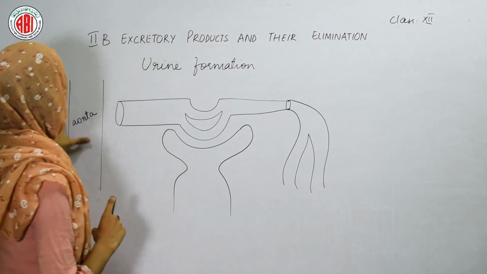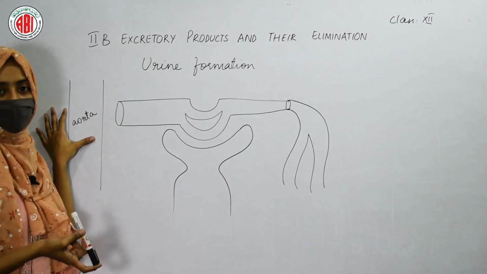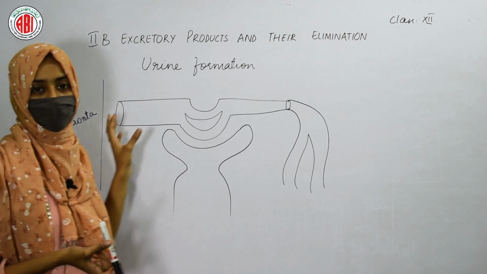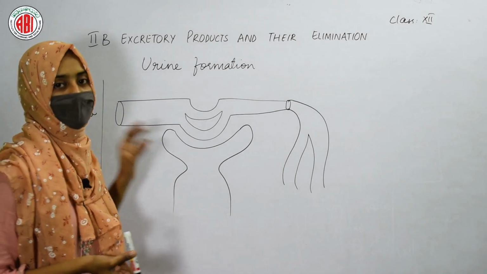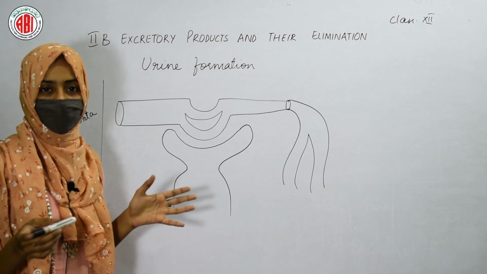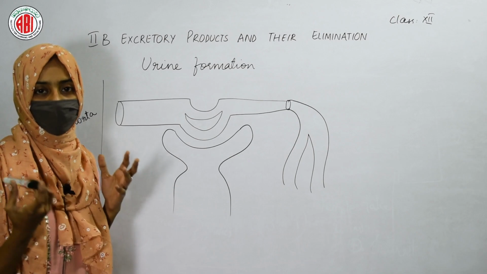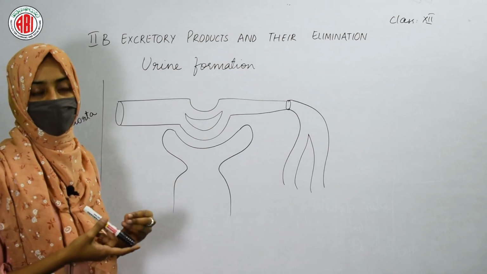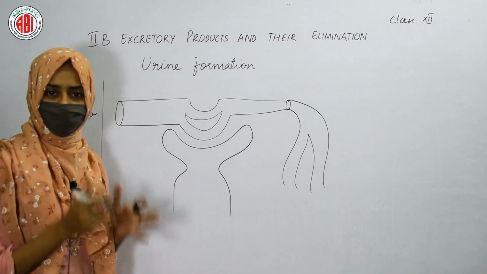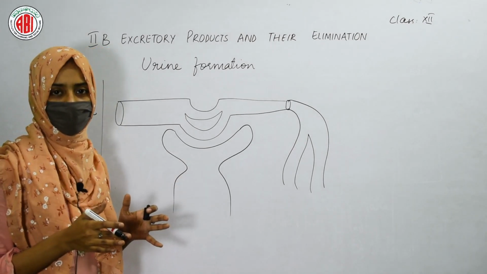We know that the aorta is the biggest artery found in our body, and through this artery the blood is circulated throughout the different body parts. The aorta branches into different arteries, and these arteries are responsible for carrying the blood into the different organs of the human body. So, in the kidneys, nephrons are the structural and functional units that are present.